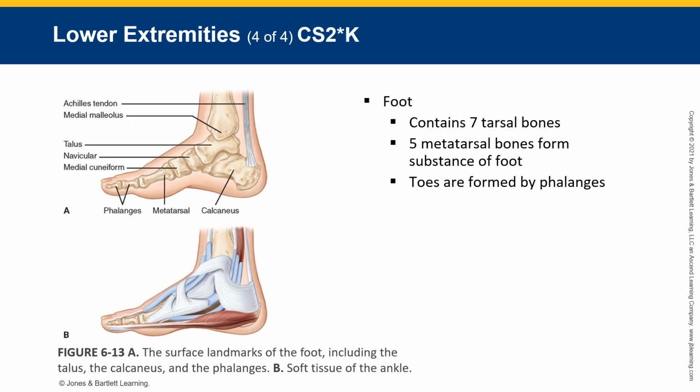The foot itself has seven tarsal bones, and tarsals are the ankle bones. So think the carpals were the wrist, the tarsals are the ankles, and then you have the metatarsals, which are halfway in between, and then the phalanges on the end of the foot.